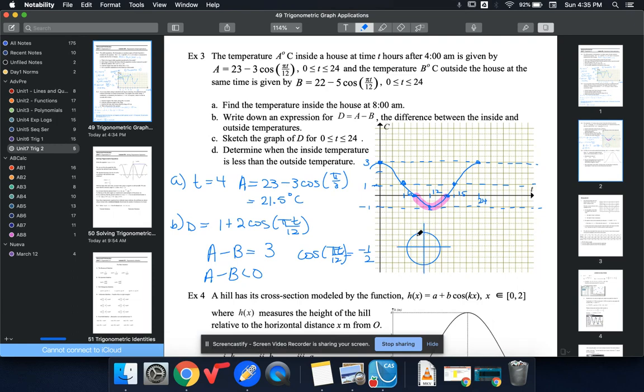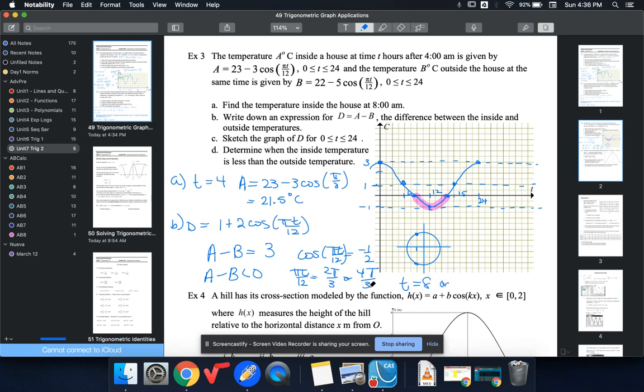Sorry, not 3 and 4. I'm thinking about quadrants 2 and 3 because that's where cosine is negative. I want it to be negative a half. So I'm thinking of my tall angles. So this first angle would be 2 pi over 3. This one's going to be 4 pi over 3. So I need pi t over 12 to equal 2 pi over 3 or 4 pi over 3. Well, if I rearrange that, then I'm going to end up with t being equal to, let's see, my pi is going to cancel. That's going to be 8.